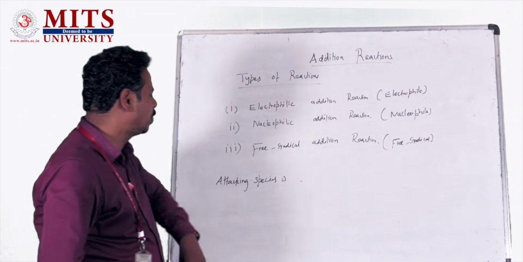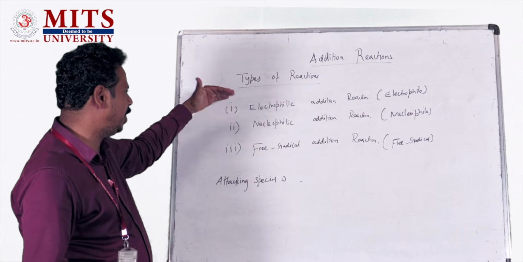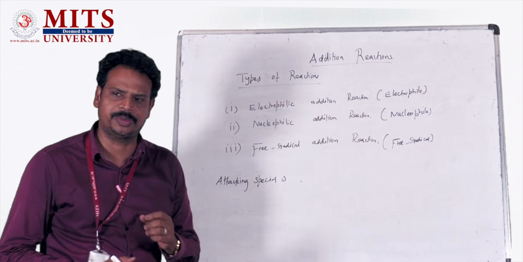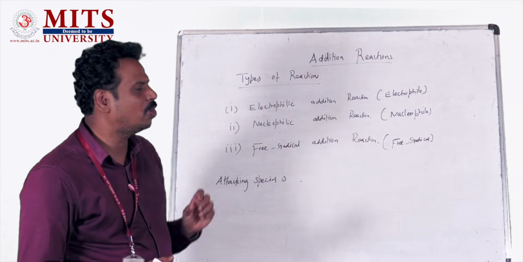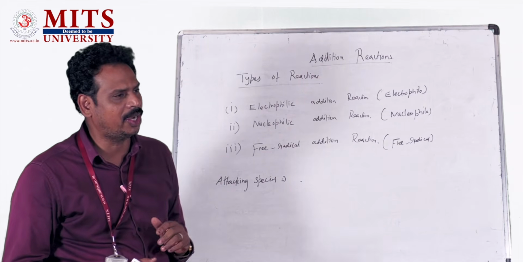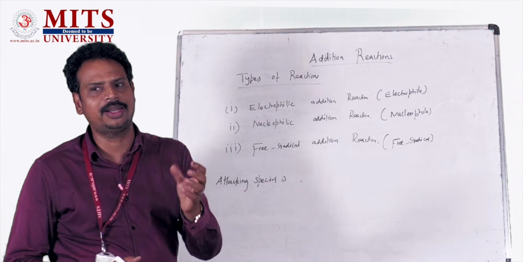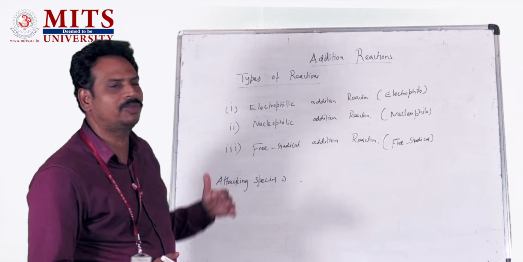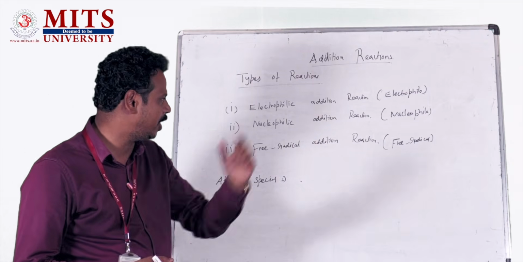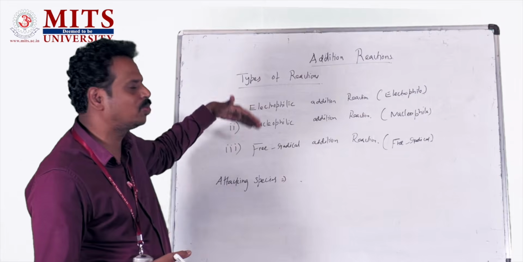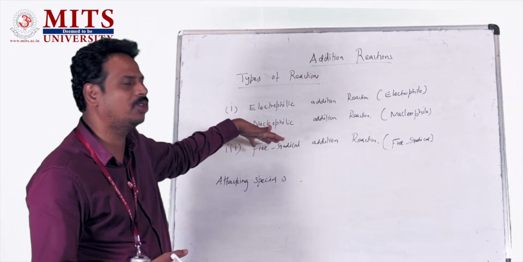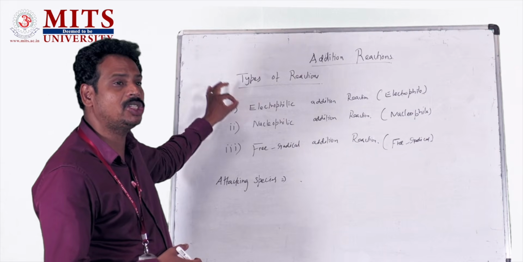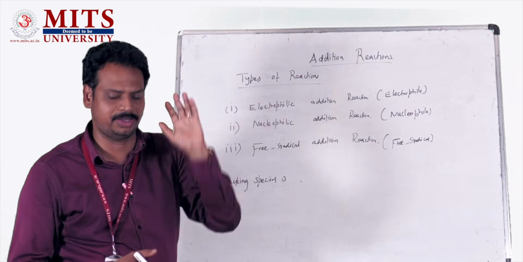Before going into detail on each and every type of addition reaction, we should first know the basic concept. First, you should know what an electrophile is, what a nucleophile is, and what a free radical is. If you understand this concept, then you can go deeper and understand the different types of addition reactions. Otherwise, it is impossible to understand. So let us discuss one by one what an electrophile, a nucleophile, and a free radical are. Then I will go into a detailed discussion of each type of addition reaction.